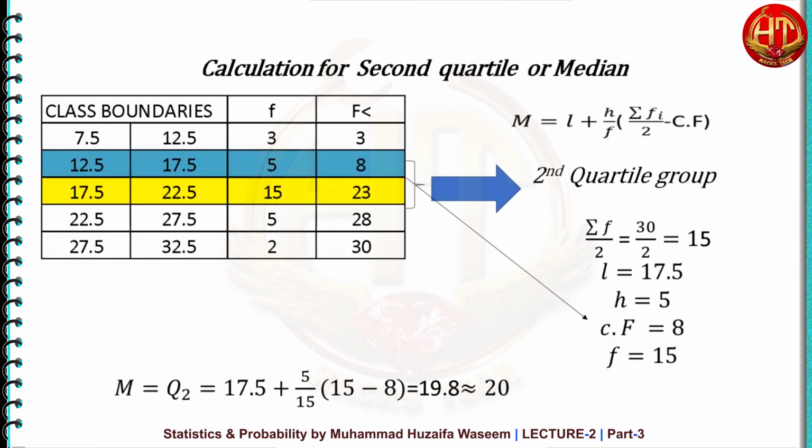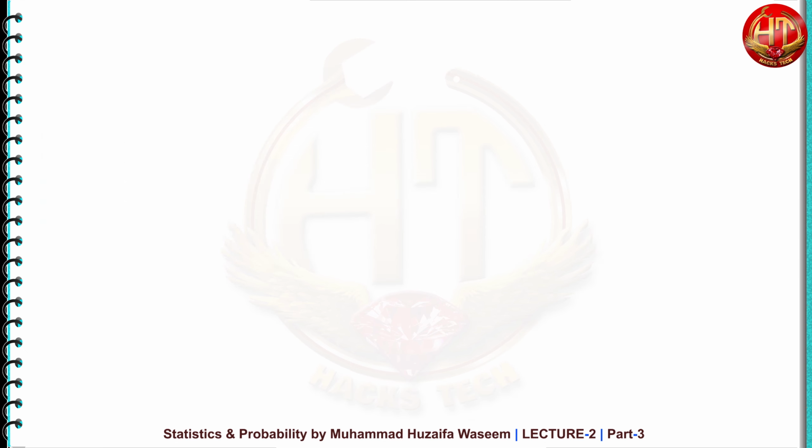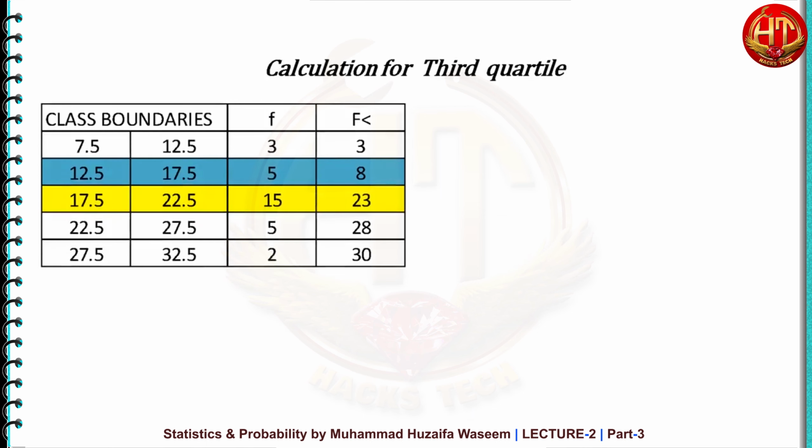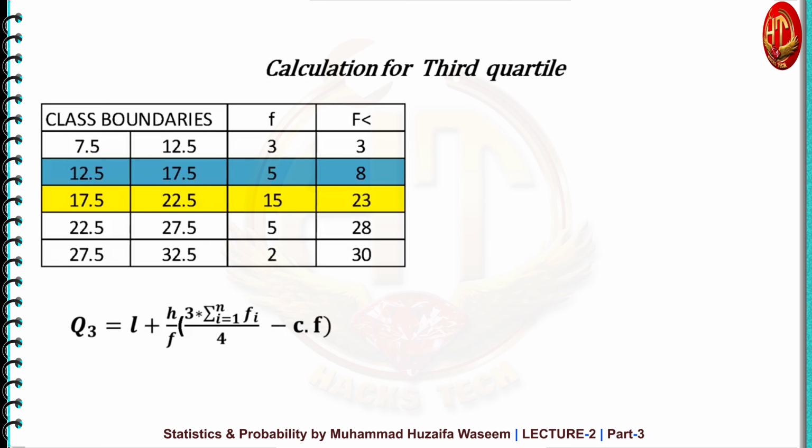Okay students, calculation for third quartiles. Same procedure. First you have to make the frequency less than type column and convert the discrete class interval into class boundaries. After that, put i is equal to 3 in the group data formula for quartiles. So this is your formula.